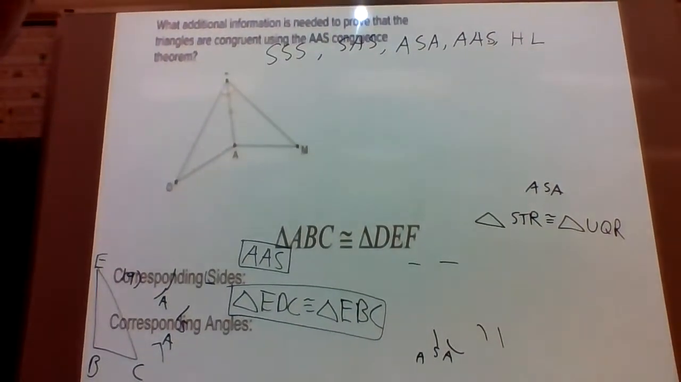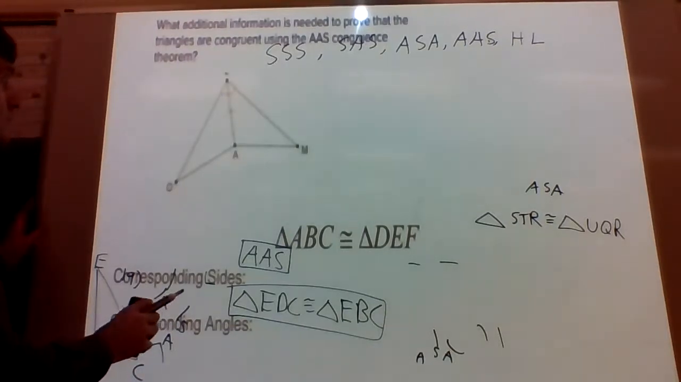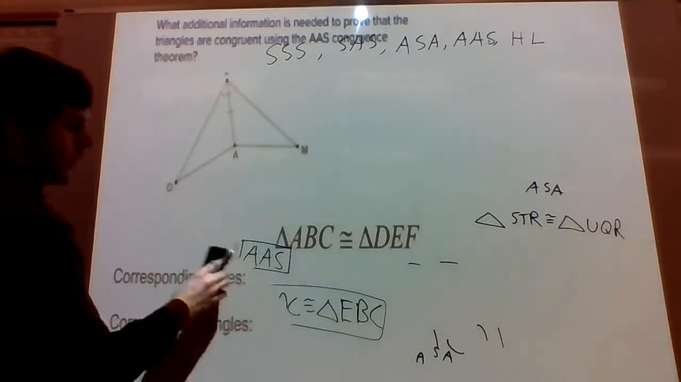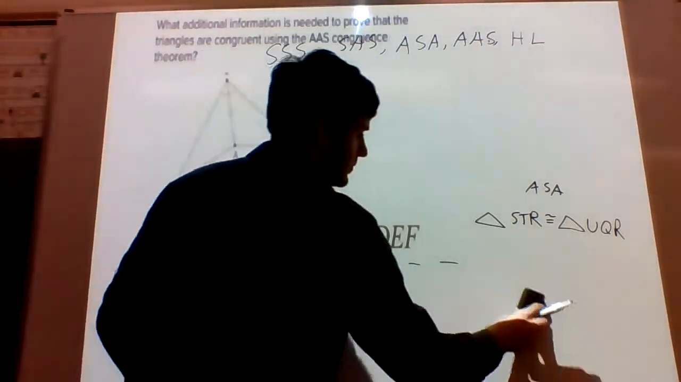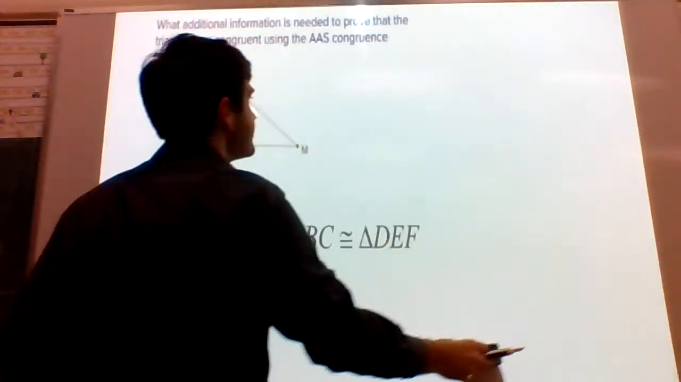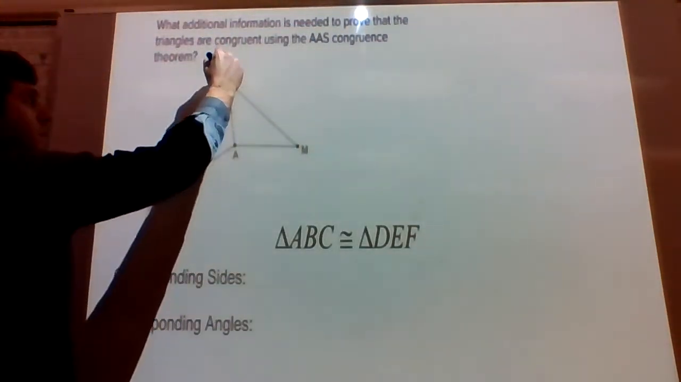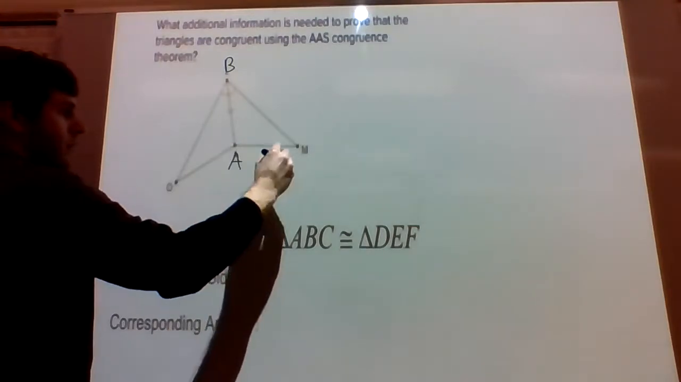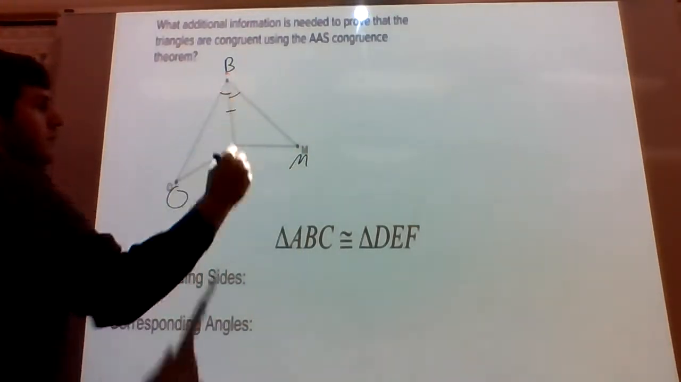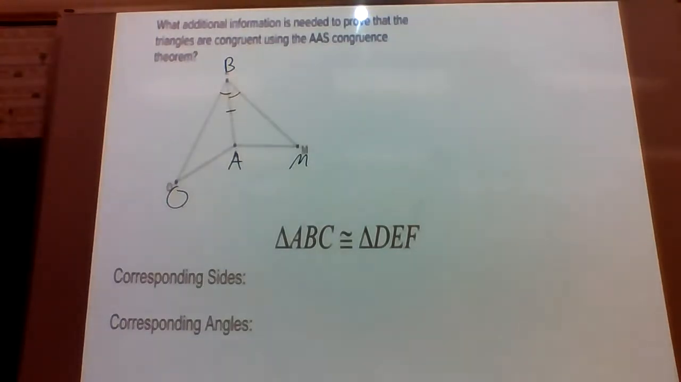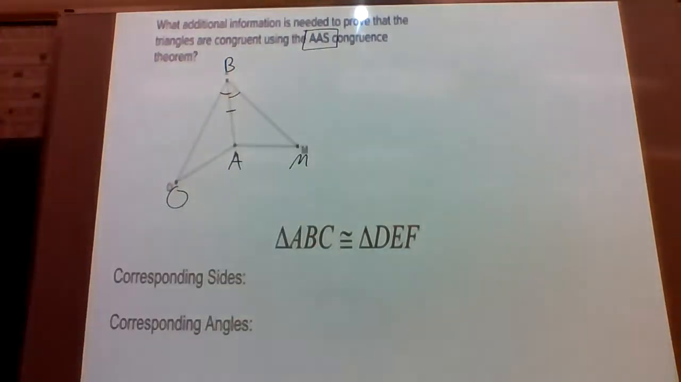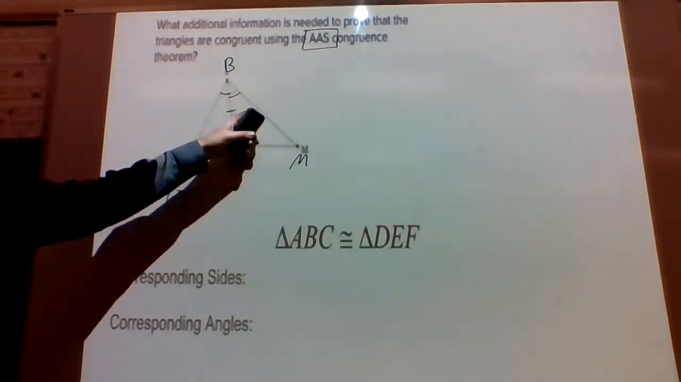Okay, it's asking us what additional information is needed to prove the triangles are congruent using the angle-side theorem. So we're using the angle-side theorem. Okay, it got cut off a little. That's B, that's A, that's M, O. So what additional information do we need? All right, let's start with what we have. So we have that one pair of angles is congruent.